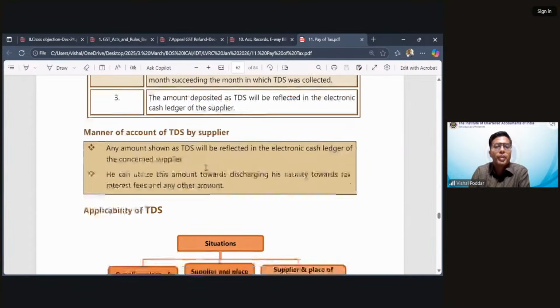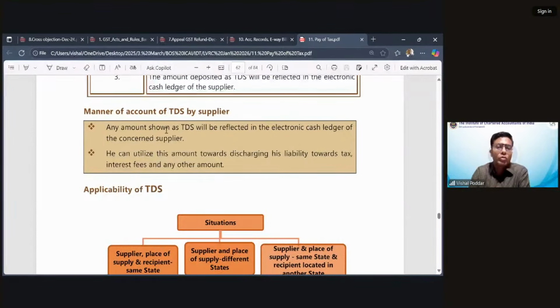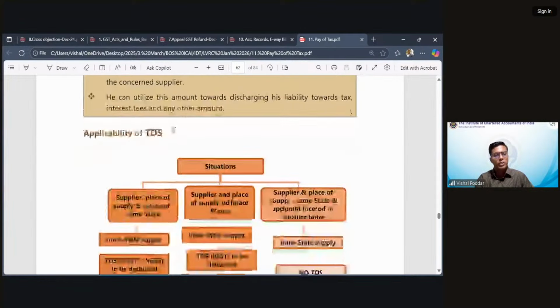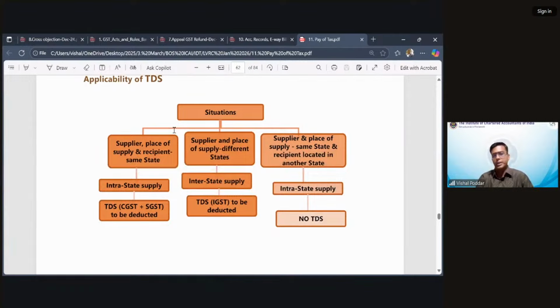Manner of account of TDS by the supplier. Any amount shown as TDS will be reflected in your cash ledger. When it is reflected, you are given the option to accept or reject. So you should click on accept. The moment you click on accept, it gets added to your cash ledger balance. Until you click the accept button, it is not added. So you have to click that accept button when this TDS is reflected on your portal, and then it will get added to your cash ledger. Thereafter, you can either utilize it for discharging a liability, or if required, you can even get it refunded.